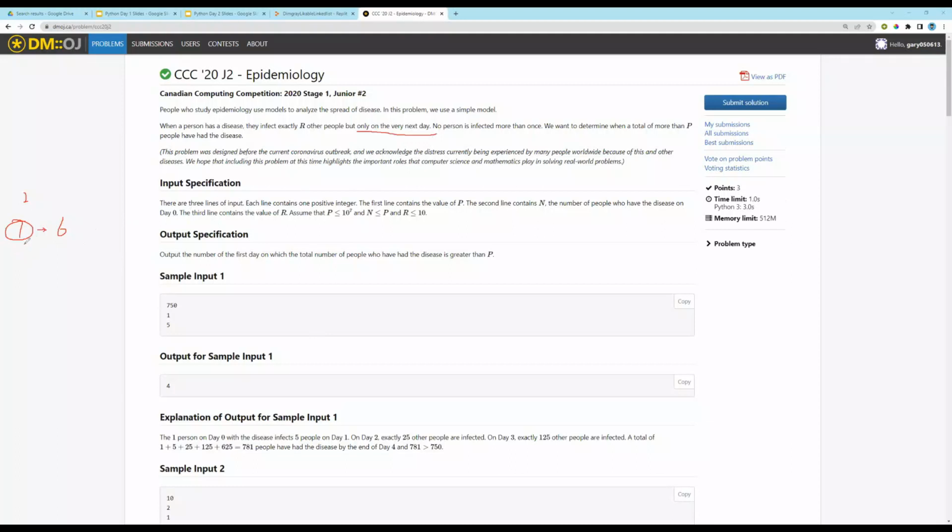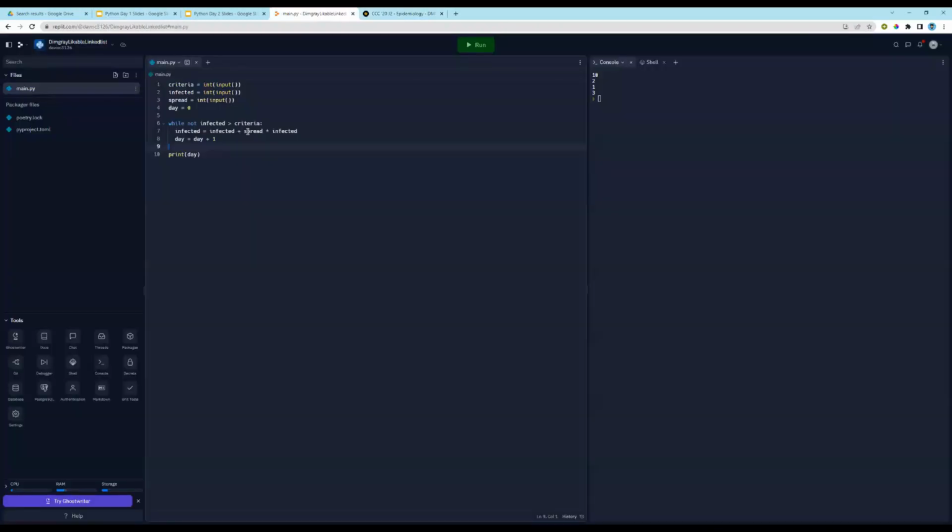So that means it will only affect 5. So it will affect 5 people, and then those 5 people will infect another group of 25 people, which will be 31 in total together. Right. So basically only the people who are newly infected will infect more people. They will only infect people for the day after. After that day, they're no longer contagious, so they will no longer infect any more people. That's where our program went wrong.